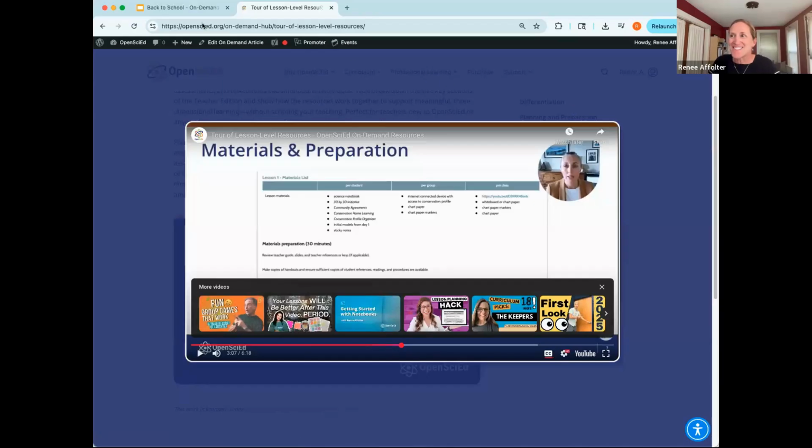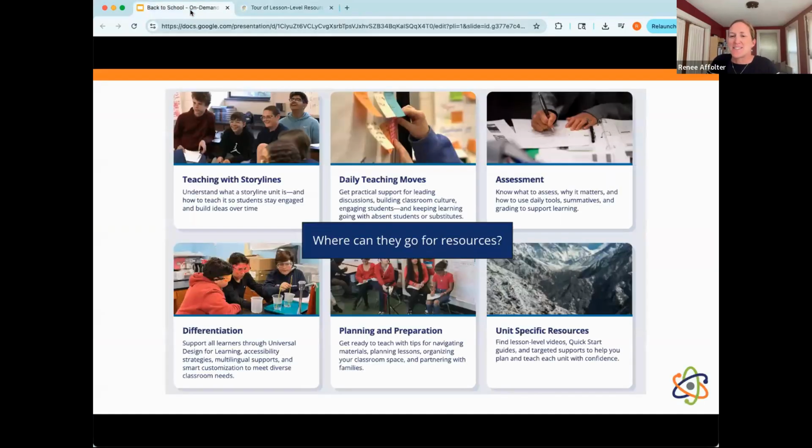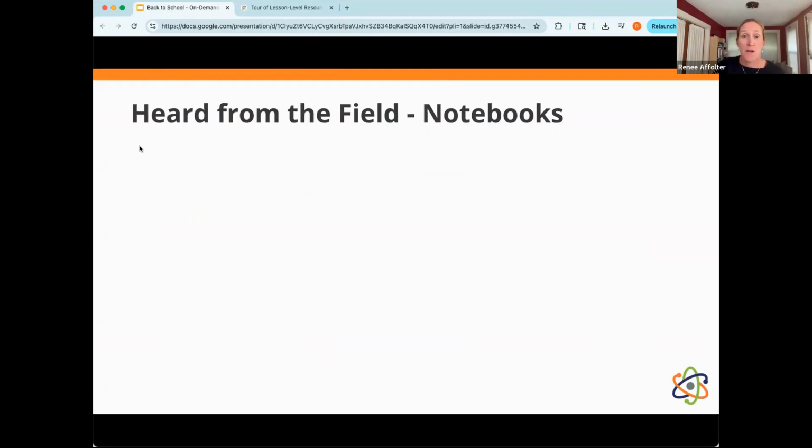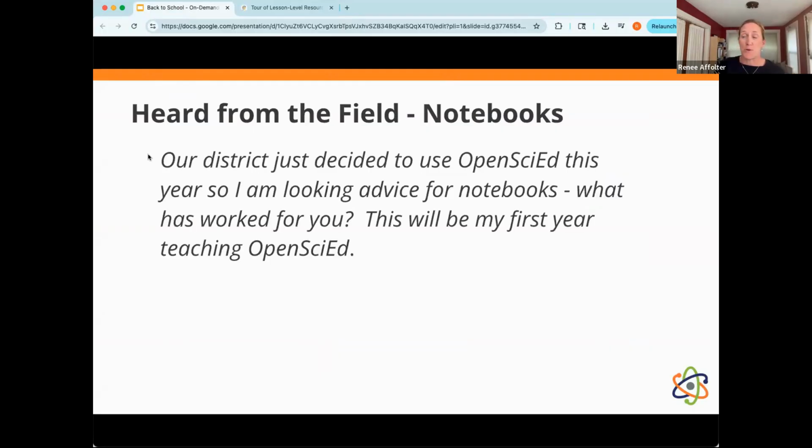All right, I'm going to pause us there and have us check out another issue or common question that comes out to see what kind of resources might be there to support it. So the next one we heard from the field, but this one was about notebooks. It says, our district just decided to use OpenSciEd this year, so I'm looking for advice for notebooks. What's worked for you? This will be my first year teaching OpenSciEd. So this again was on the Facebook groups.